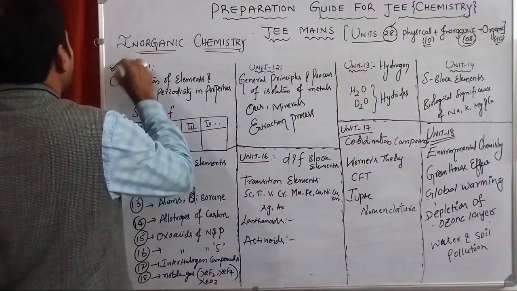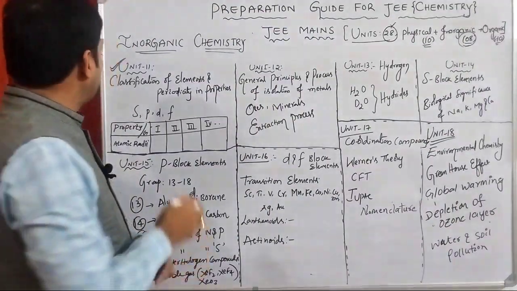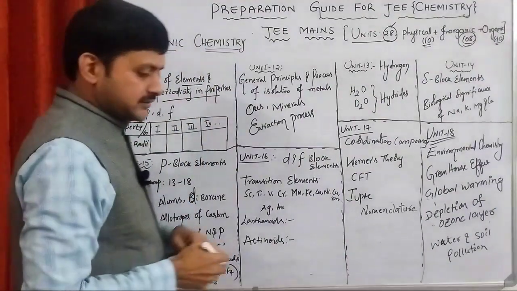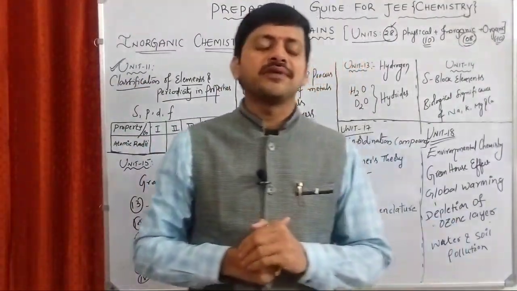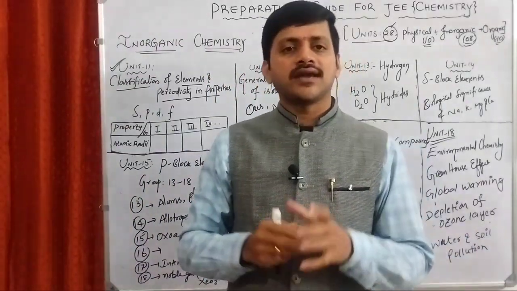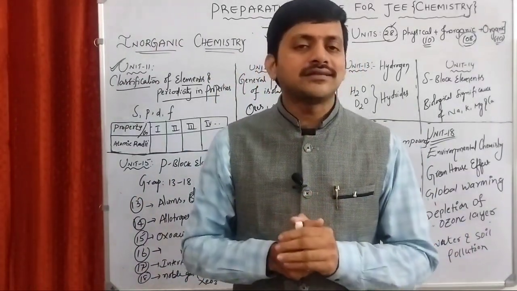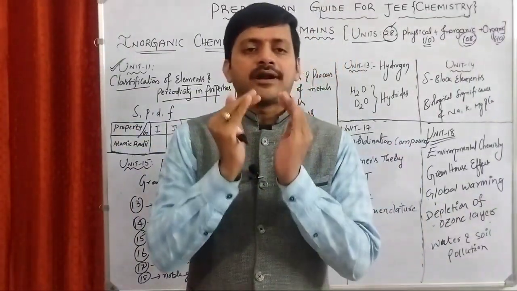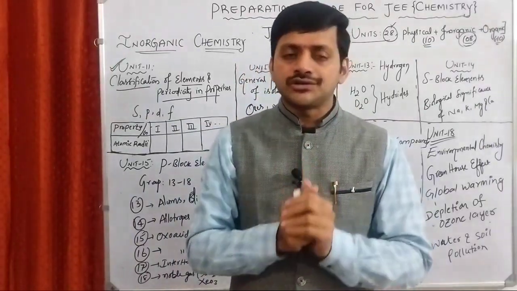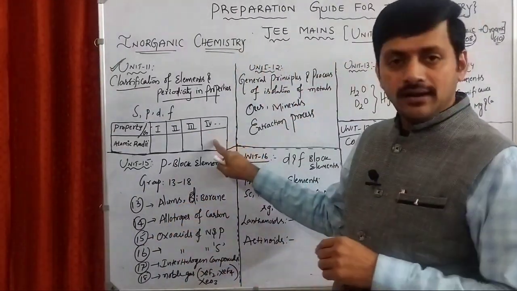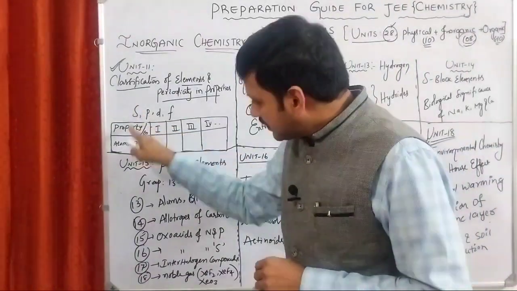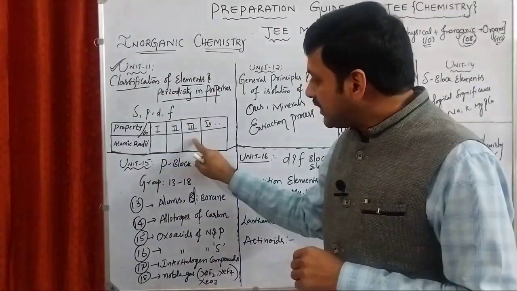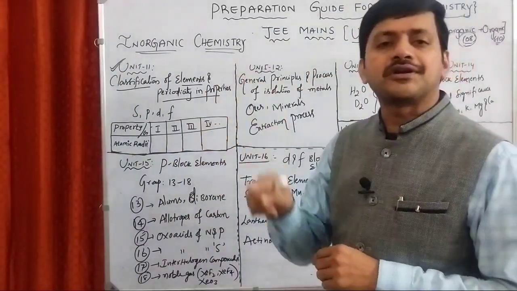The first unit in the inorganic portion is unit 11, that is classification of elements and periodicity in properties. We all know that we have the modern periodic table. In the periodic table we have different elements. All the elements are categorized into different groups and different periods, right? Particularly for examination purposes, what should you do? You need to make one table. In that table, use property and different groups and write down each and every property related to that particular group.